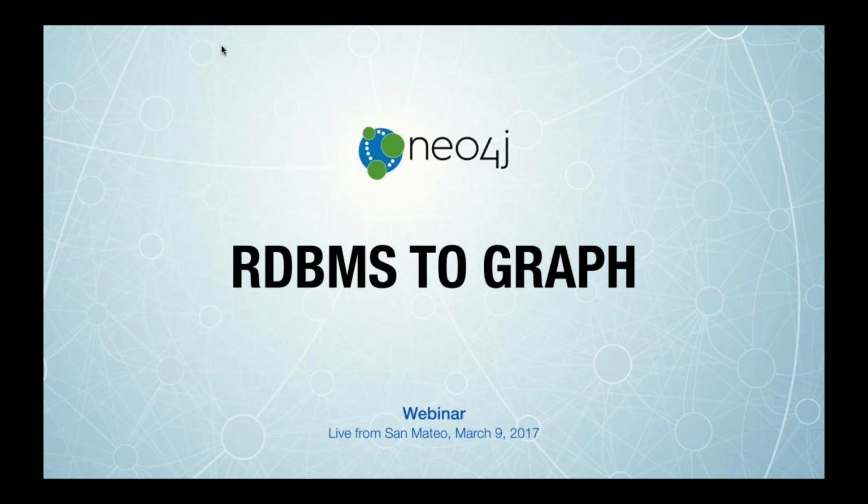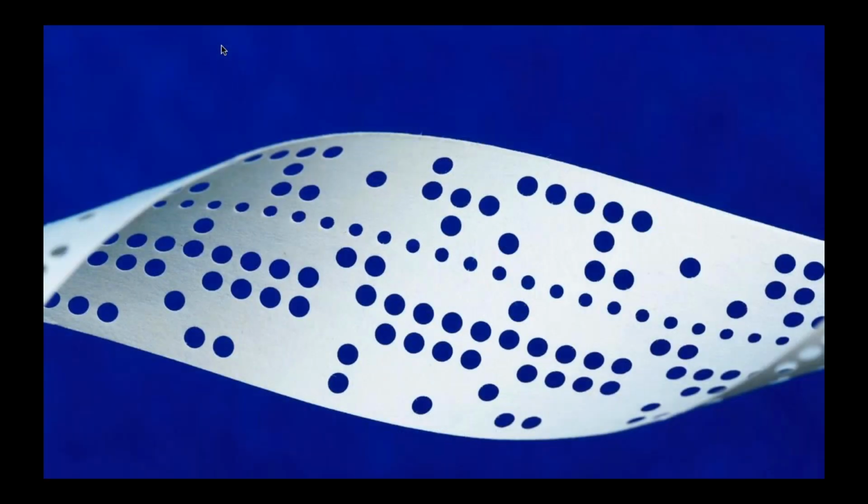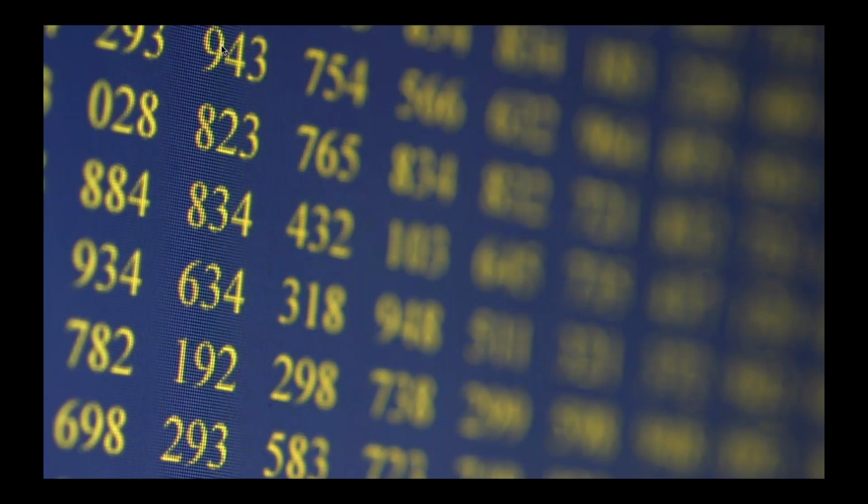So this is about RDBMS to graph, and to start off with, we just want to talk about where we've come from as an industry. You know, we started off storing data in punch tape or punch cards, and obviously this is a horrible way to read and understand our data, but it was the technology that was available at the time. We advanced as an industry, and we started storing our data in tables of columns and rows.